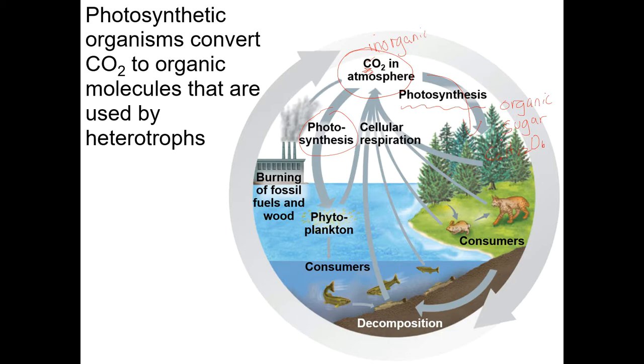Once the plant has the sugar, it can break it down by cellular respiration to make some ATP, and then that will release carbon dioxide back in the atmosphere. So it's a really common misconception. Sometimes people will think that plants do photosynthesis and animals do cellular respiration, and that is totally true, but plants also do cellular respiration. So cellular respiration adds CO2 to the atmosphere, whether it's done by a plant, an animal, or a decomposer.